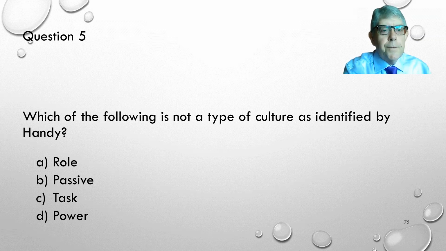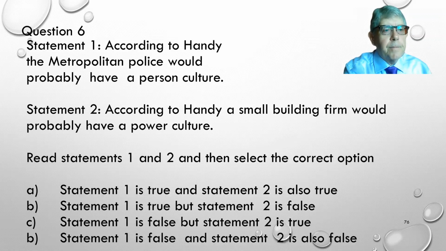Question 5. Which of the following is not a type of culture as identified by Handy? A, role. B, passive. C, task. D, power. Question 6. Statement 1: According to Handy, the Metropolitan Police would probably have a person culture. Statement 2: According to Handy, a small building firm will probably have a power culture.